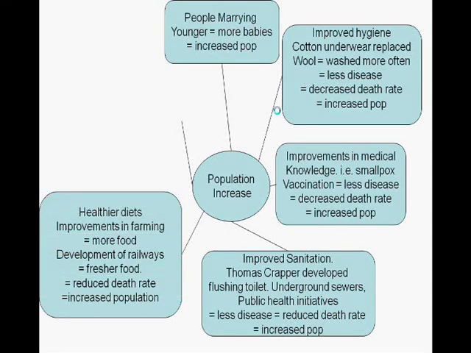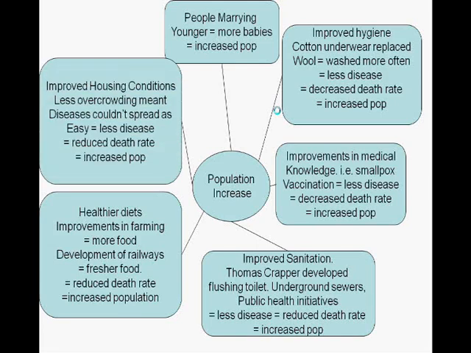Healthier diets, there's improvements in farming, which meant there was more food. There was development of the railways, which meant there was fresher food, and both of these combined to mean people were generally healthier, which reduced the death rate and increased population. And lastly here we've got improved housing conditions. Less overcrowding basically meant there was less disease because it couldn't be spread as easily, which reduced the death rate and therefore increased the population.